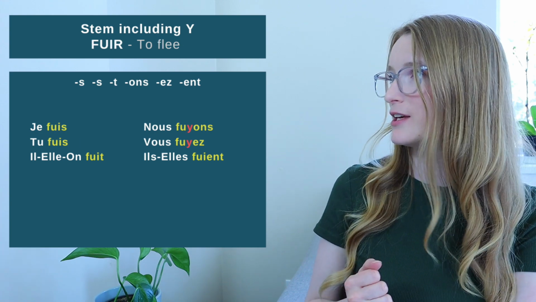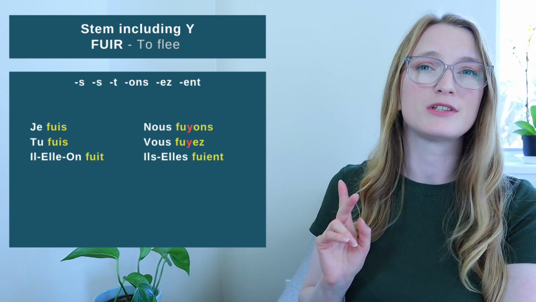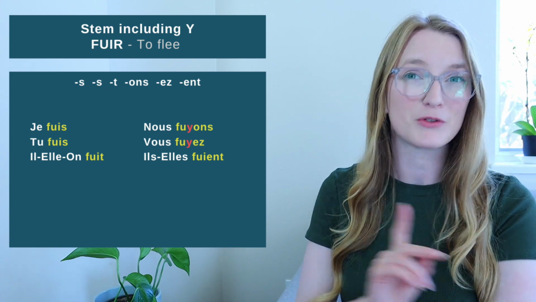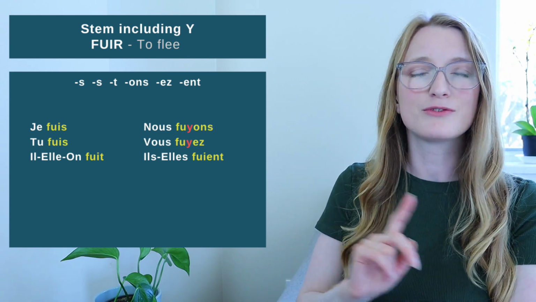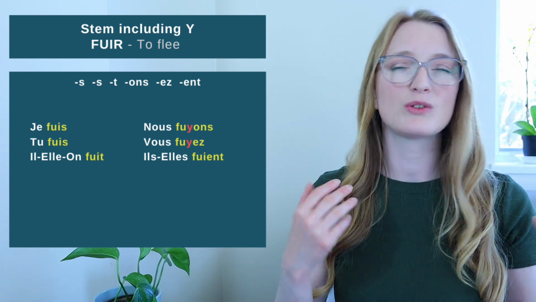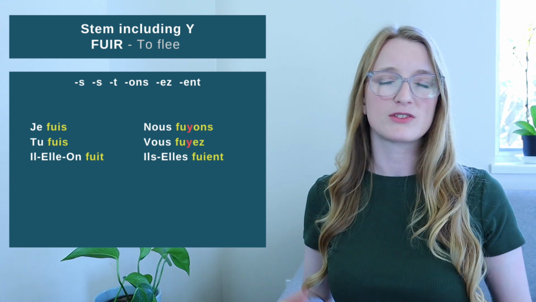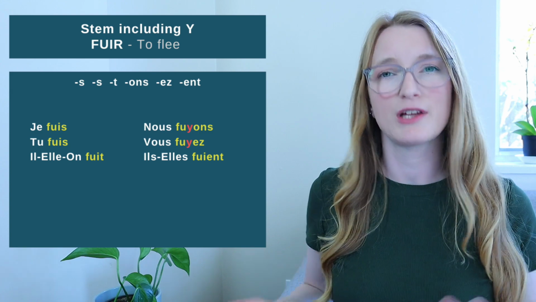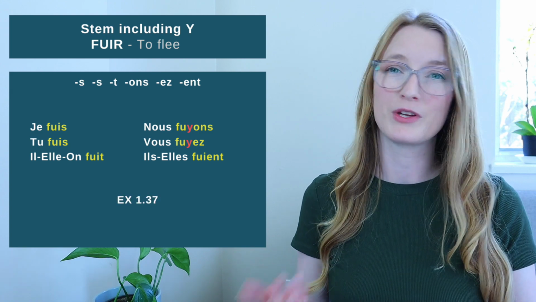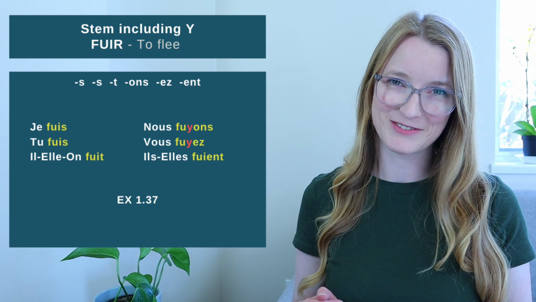Exact same thing for fuir. We have je fuis, tu fuis, il fuit, elle fuit, on fuit. Nous fuyons, vous fuyez. Ils fuient, elles fuient. Okay? It's all about having a better, an easier pronunciation. So for this one, it's only nous and vous that change. When you're ready, you can do the 1.37.